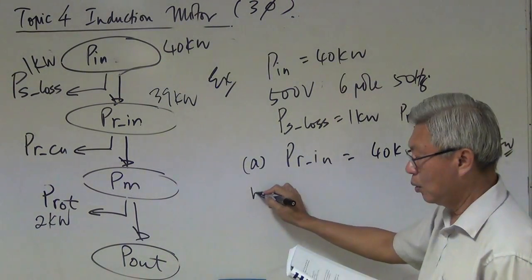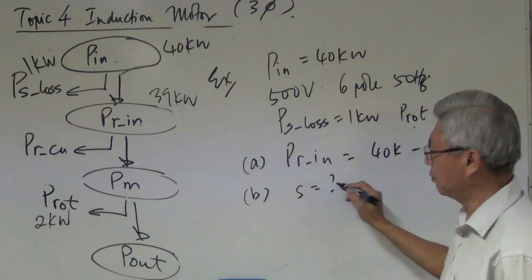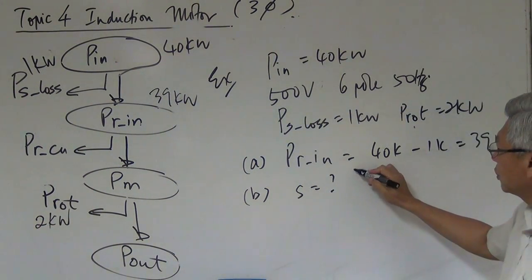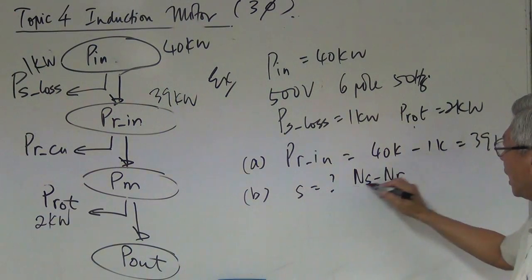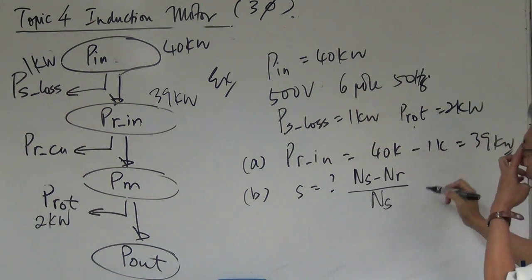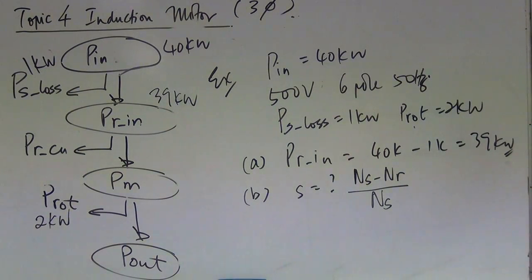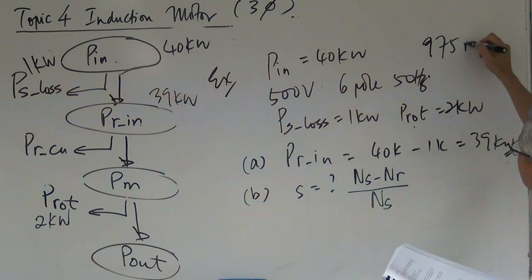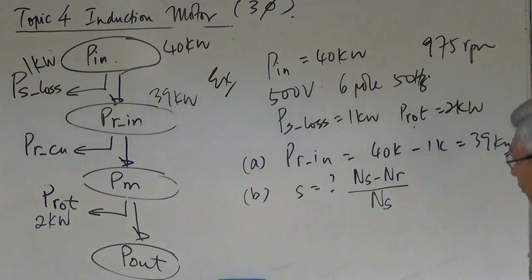Part B. What is the slip? Can you recall what's the formula for slip? Slip is equal to Ns minus Nr divided by Ns. Right? And do I have information to find the slip? Yes, I forgot to give you one information. You're told that it runs at 975 RPM.